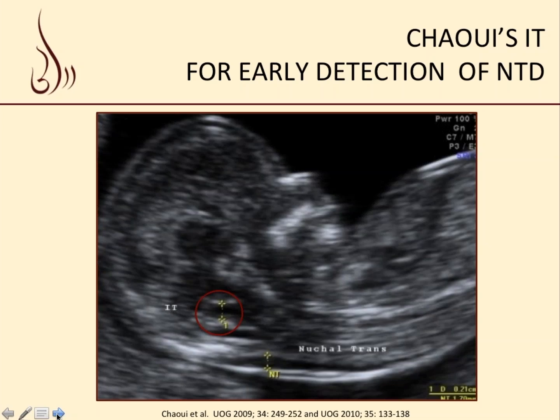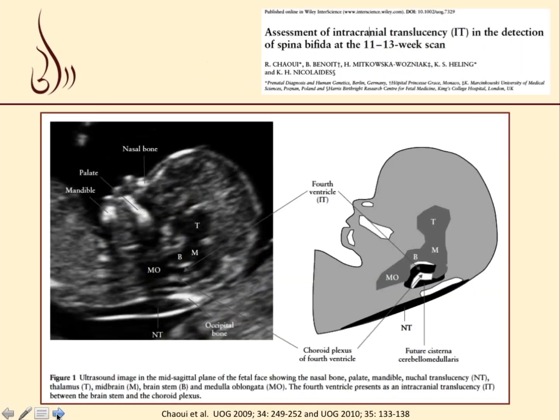The idea is that when you have open spina bifida, as we do in the second trimester, the fourth ventricle will collapse and this area will not be clearly visible. However, there are concerns with just using the intracranial translucency, as I will show in a second. But when you obtain your midsagittal view, you can eyeball the posterior fossa and try to look for the intracranial translucency. And this is a schematic from Chaoui's paper that points to where the intracranial translucency should be.